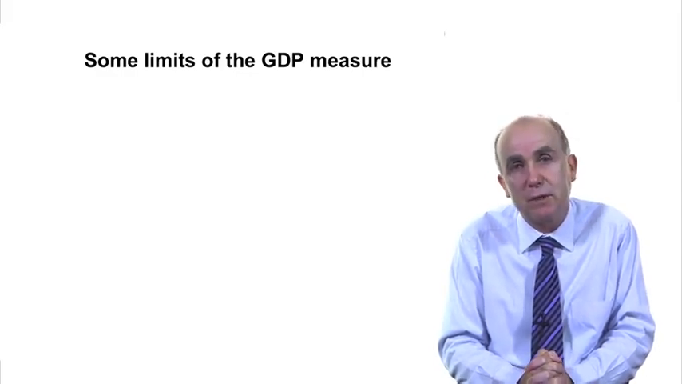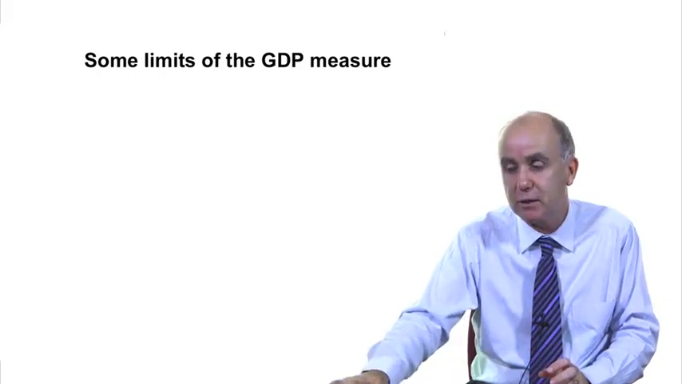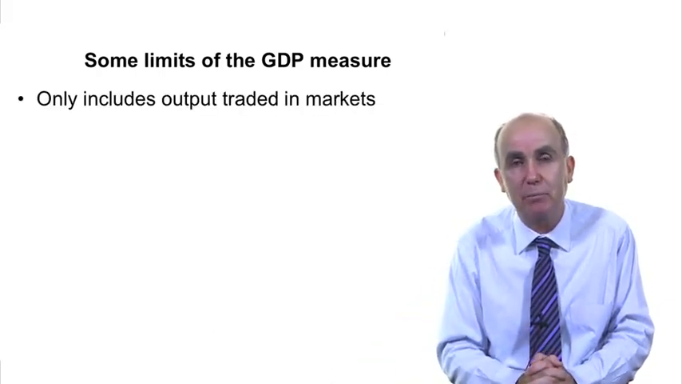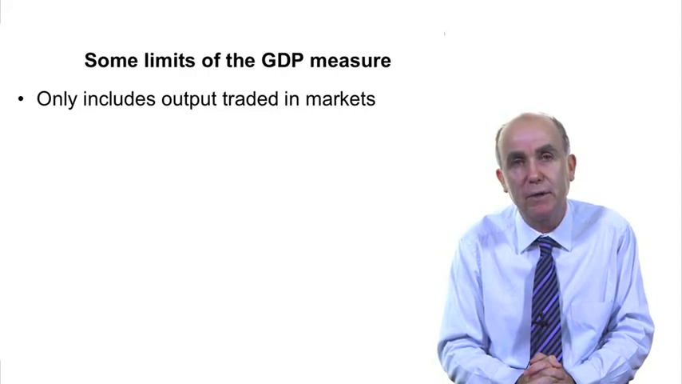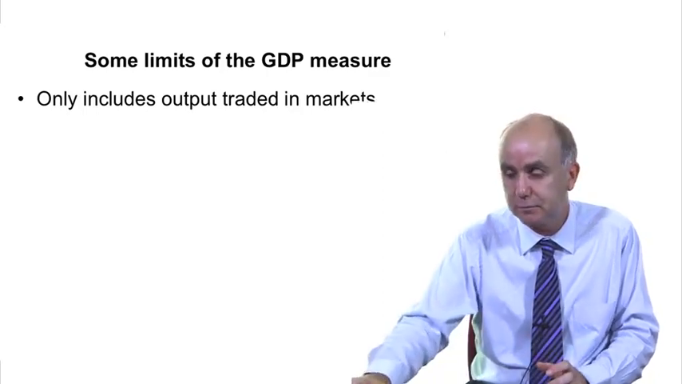But at the same time, it's good to understand that there are some limits to the GDP measure, and I'll just mention a couple of them briefly. One is that GDP only includes output traded in markets. So for example, it excludes household production. This can be an issue if you're looking at an economy where over time the amount of household production has changed, or if you're comparing between different economies that have different amounts of household production.